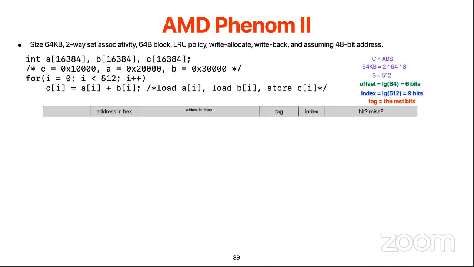So first of all, the very first memory address that we are accessing, according to the comment here, we are going to load A[i], load B[i], and store C[i].